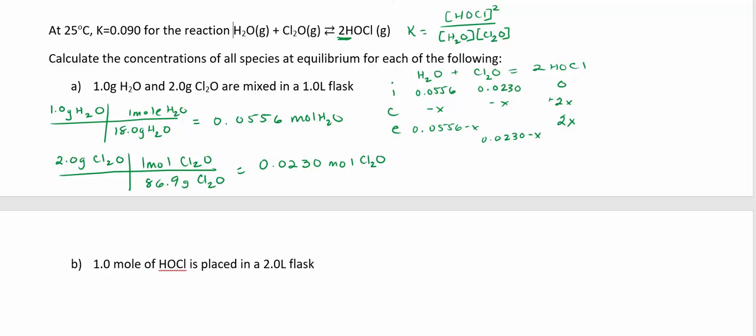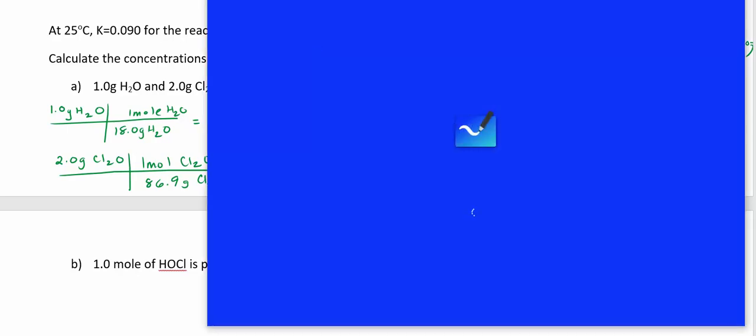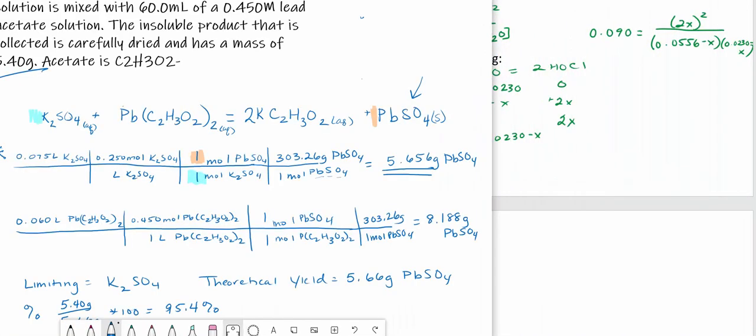So now I need to fit these values into my K expression, and my K expression has a value of 0.090. So I'm going to fit that in there. My 2X, which is going to get squared, that's the concentration of my product, and then I put my reactant values in. And I'm going to run off the page. So now we're going to get a little bit messy and tricky. Let me call up another page.